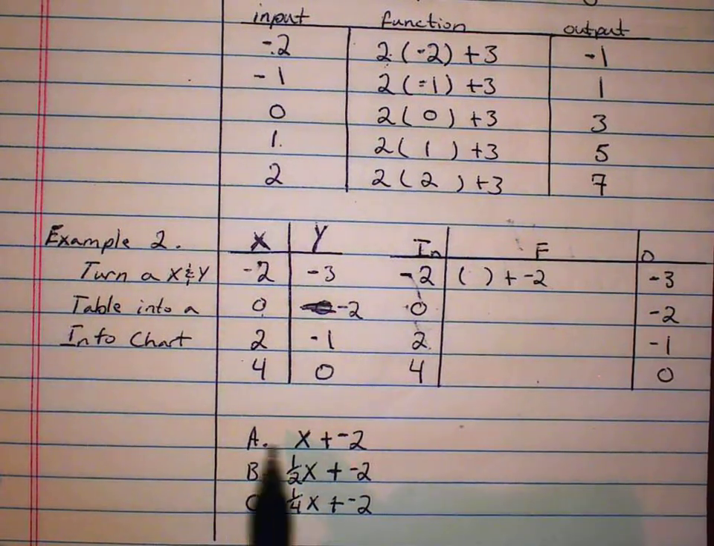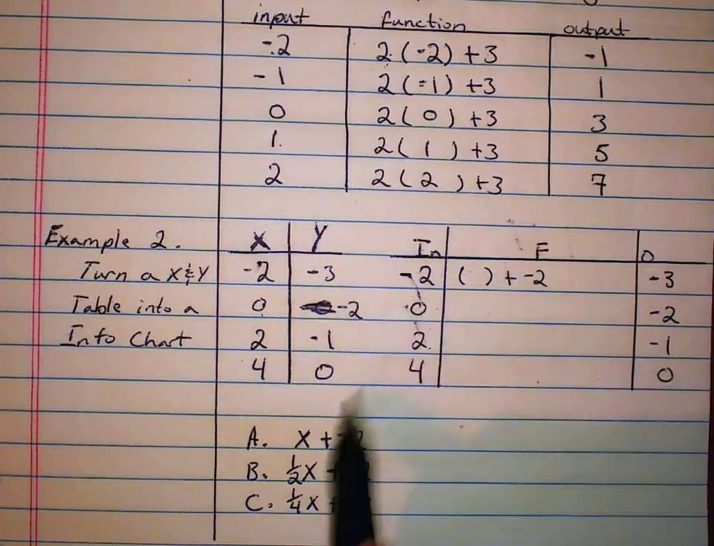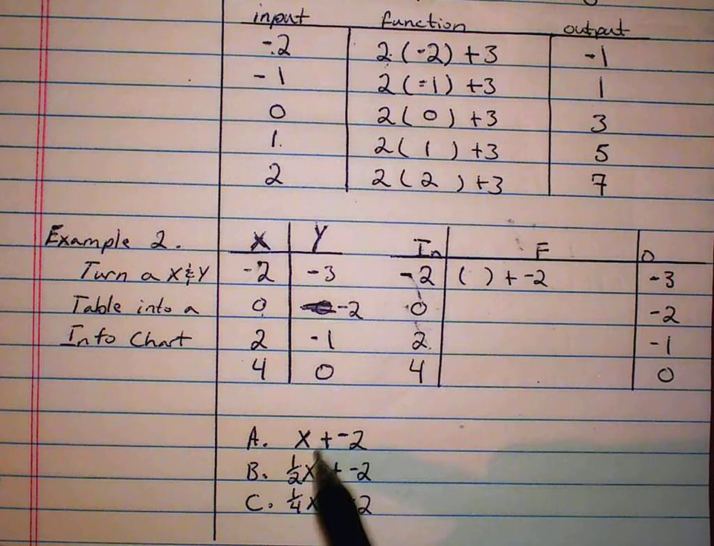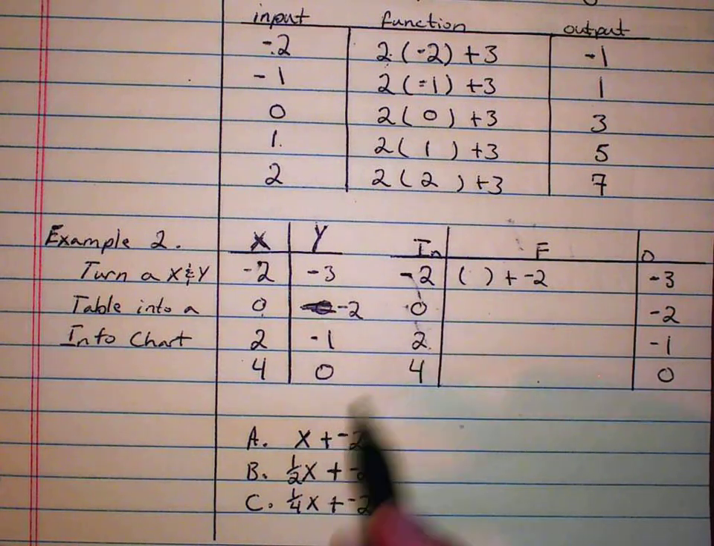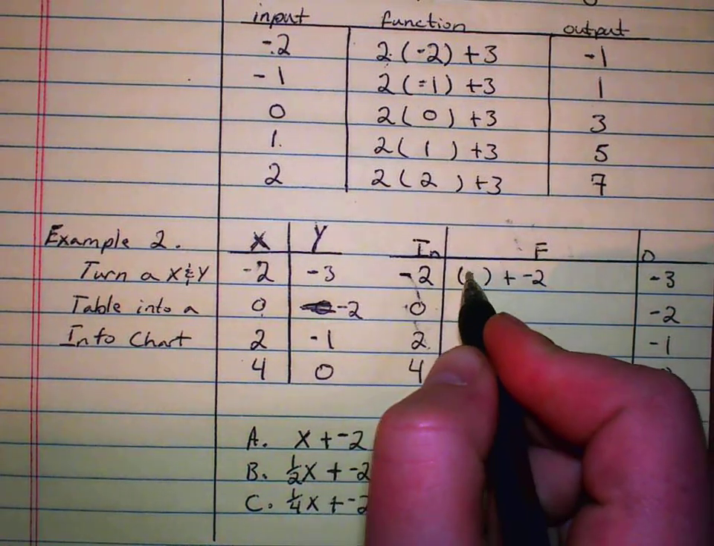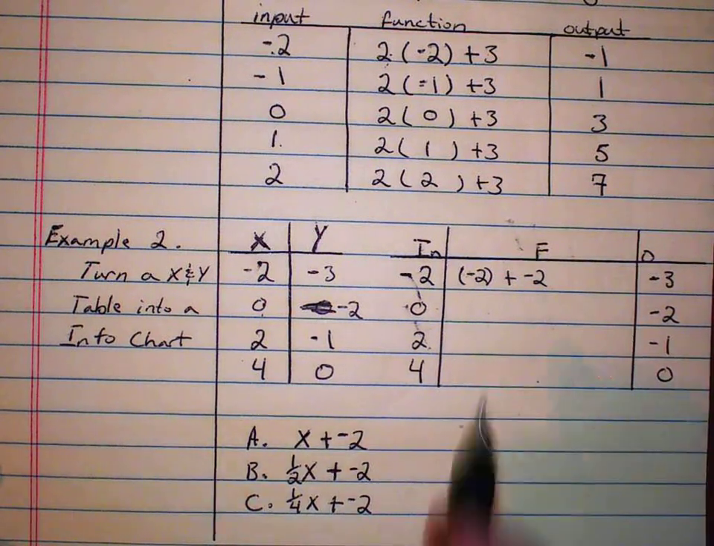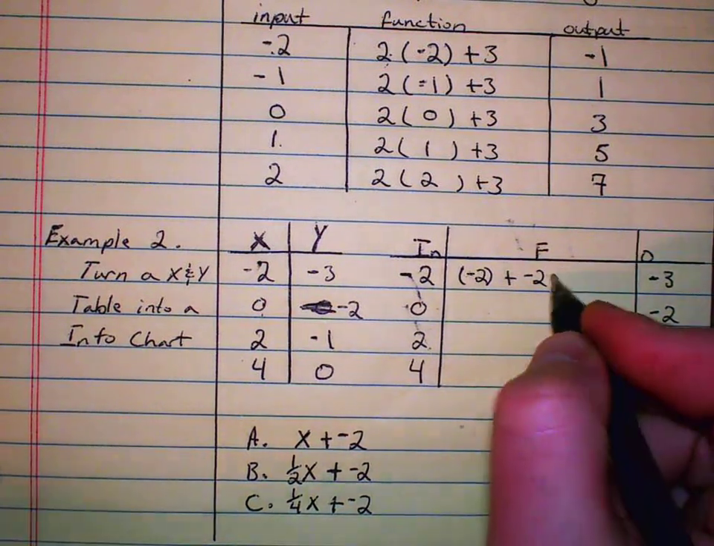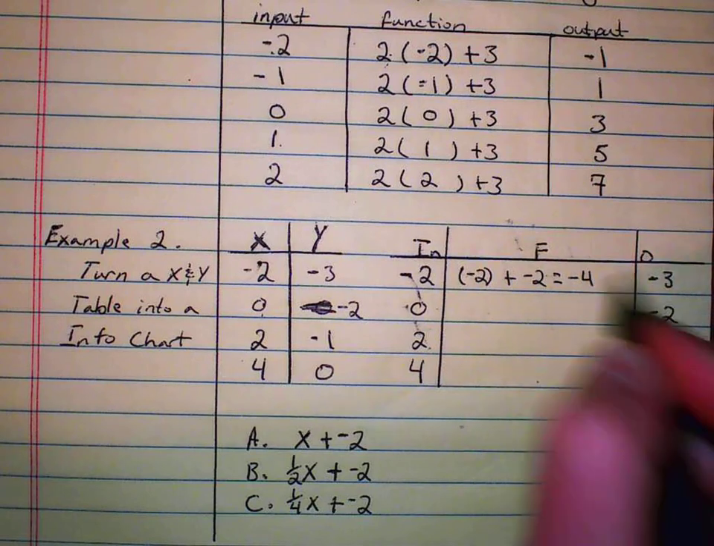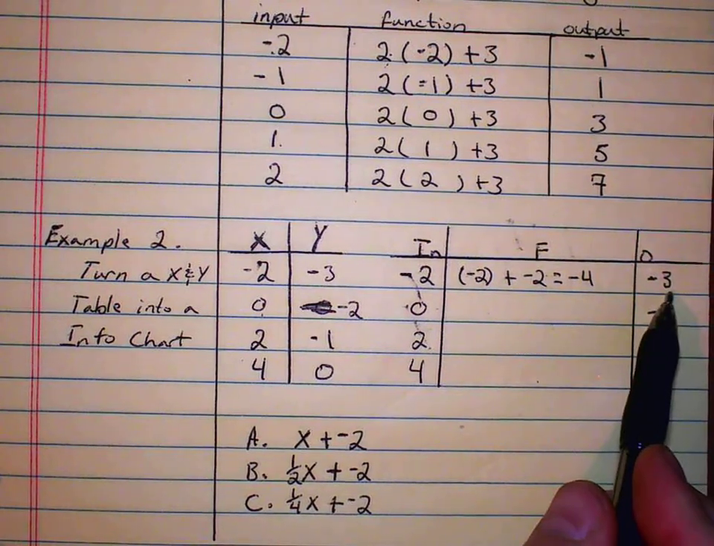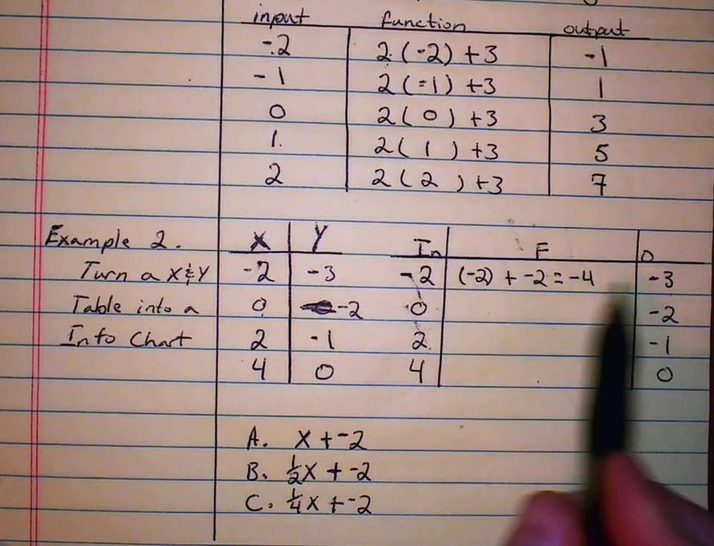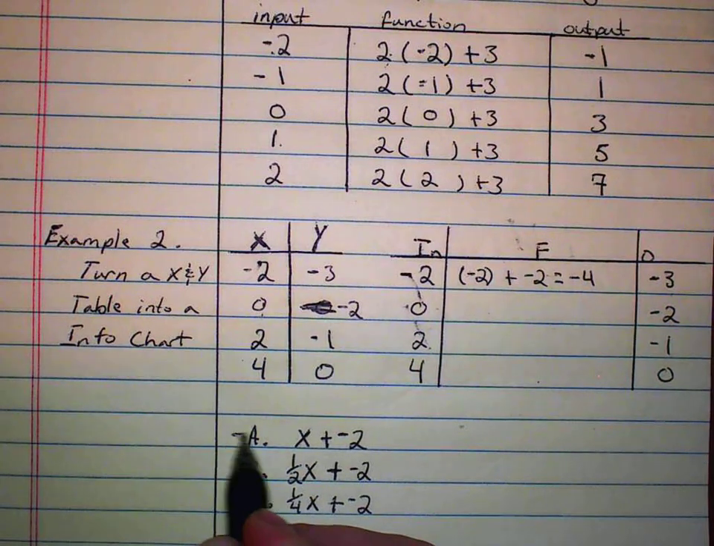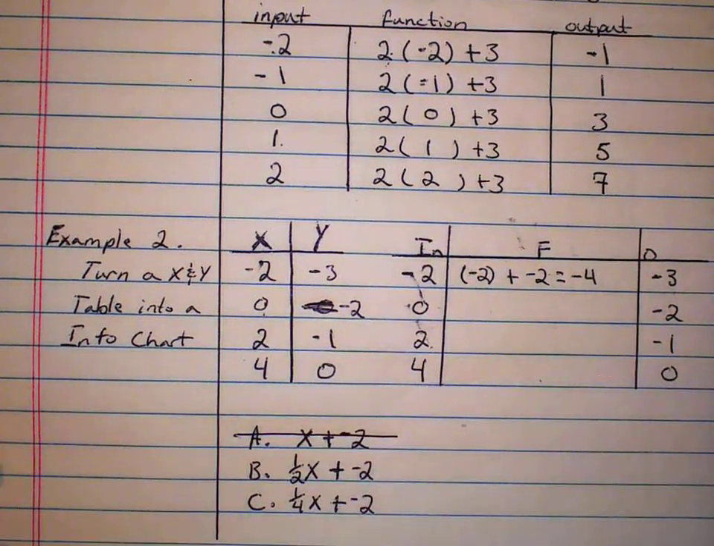Okay? What function am I using? I'm using A right now. I'm going to check it. Put the -2 in the input. -2 plus -2 is -4. Does -4 match -3? Because these two numbers are not the same, A cannot be my answer. Okay? I'm going to go down to B and I'm going to check it.